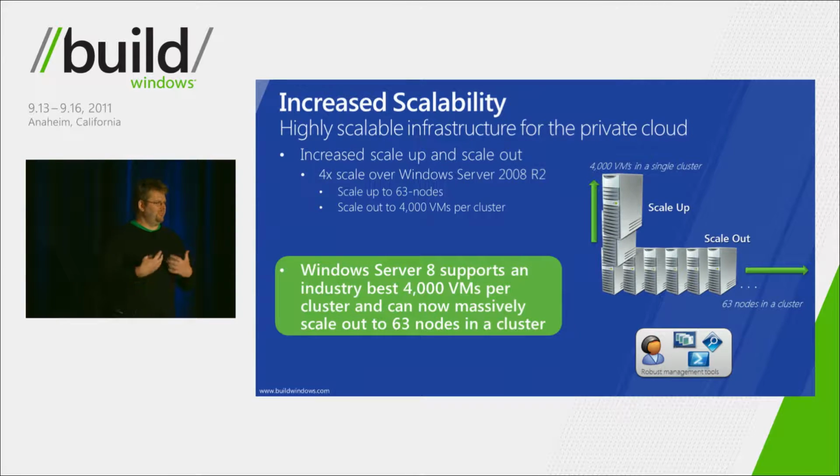The first piece of this story is that we really want to enable scalability. We want a very large, robust, scalable private cloud story. Today we support up to 16 nodes in a cluster, and we support up to 1,000 virtual machines running on top of that cluster. So we're going 4 times that number in Windows Server 8. We're going to go 4 times the number of VMs that can run in a cluster, so you can run up to 4,000 VMs.